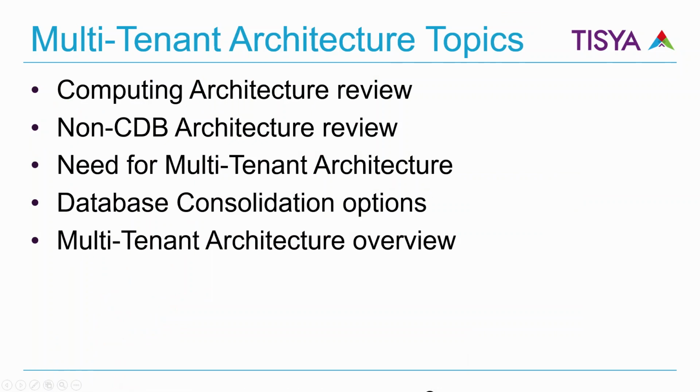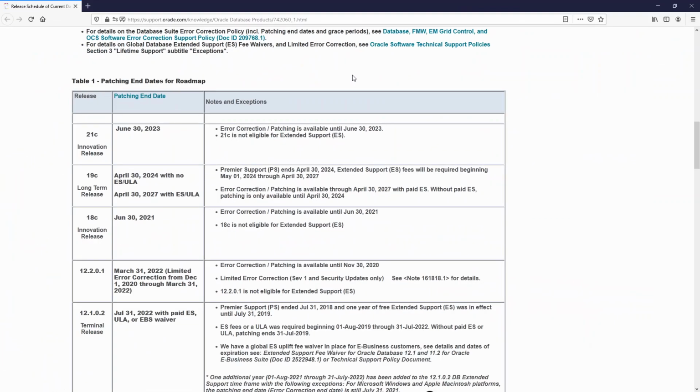And number two, if you look at the release cycle that is being given, 18C comes to end of life by June 30th this year. 19C is available till 2027 with extended support. And look at it, 21C is going to have an end of life by 2023.